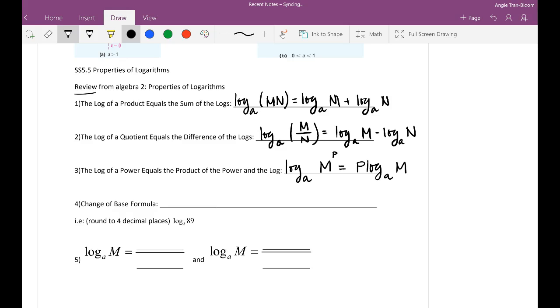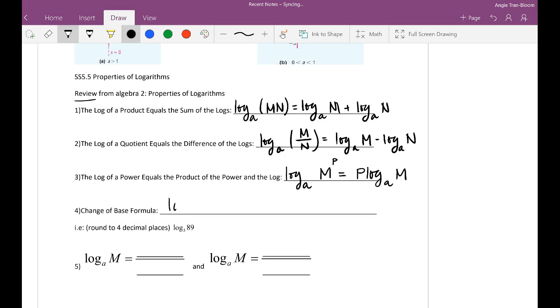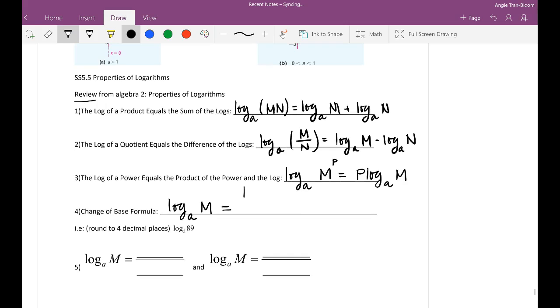The change of base formula. If I give you log base A of m, the change of base formula means I can change it to a different base, any base you want. Instead of log base A, let's call it log base B, of m divided by log base B of A. A is this right here.